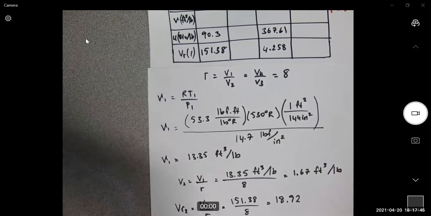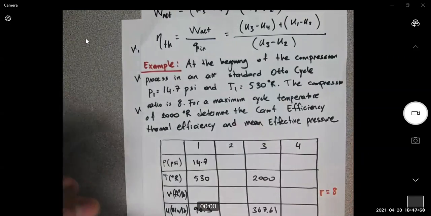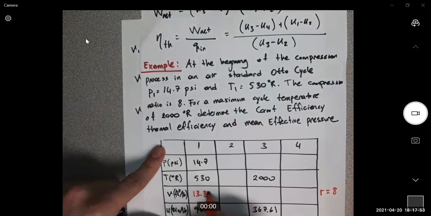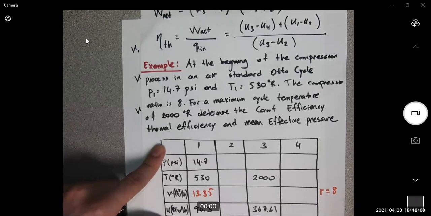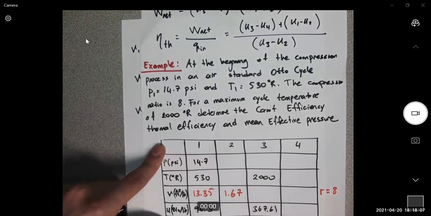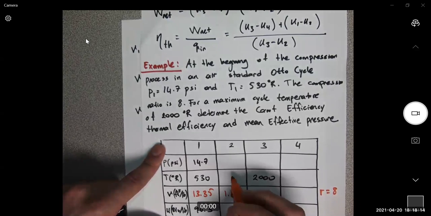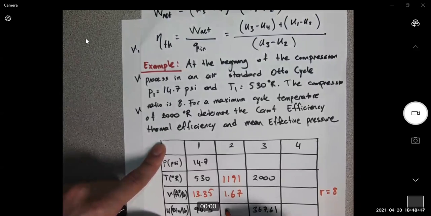Go back to the table. VR1 is 151.38, and VR2 is 18.92. By knowing this VR, you can find your temperature. By knowing your temperature, you can find your internal energy, which is 207.33.